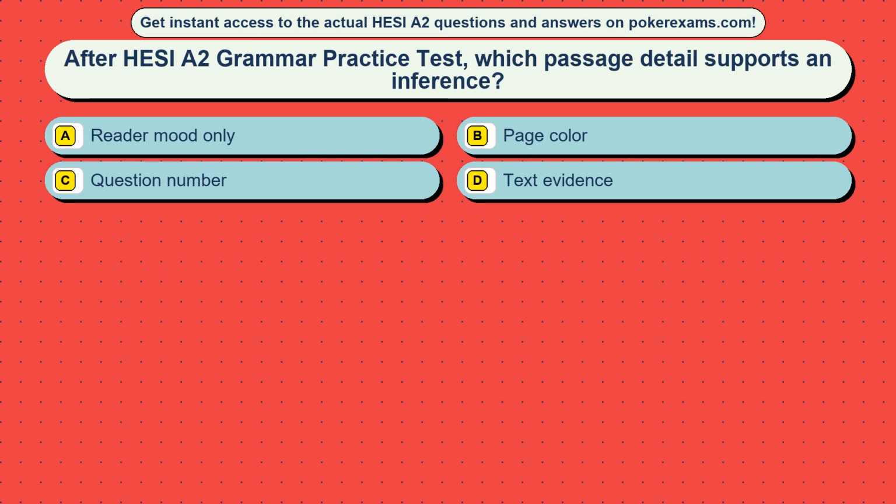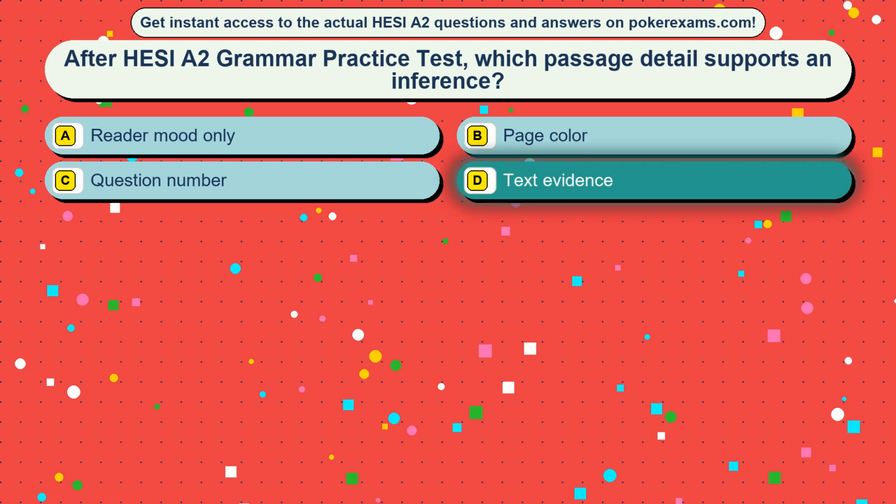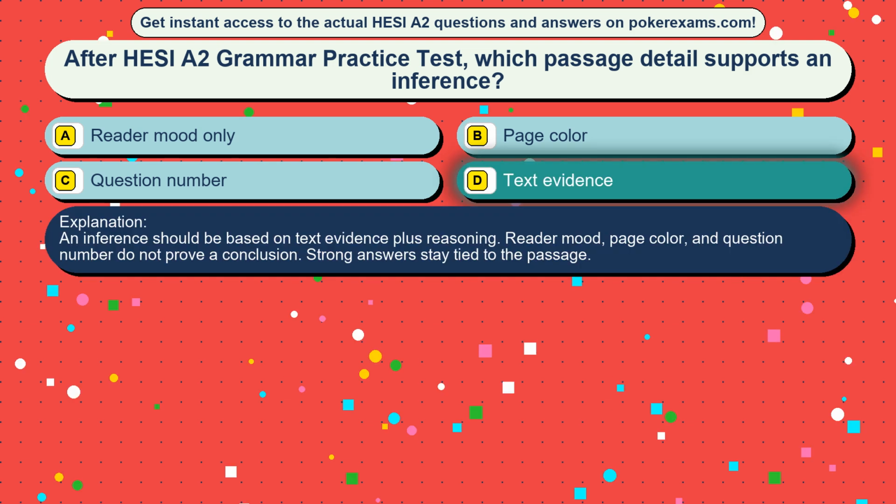Question 26. After HESI A2 Grammar Practice Test, which passage detail supports an inference? Option A, reader mood only. Option B, page color. Option C, question number. Option D, text evidence. The correct answer is option D, text evidence. An inference should be based on text evidence plus reasoning.